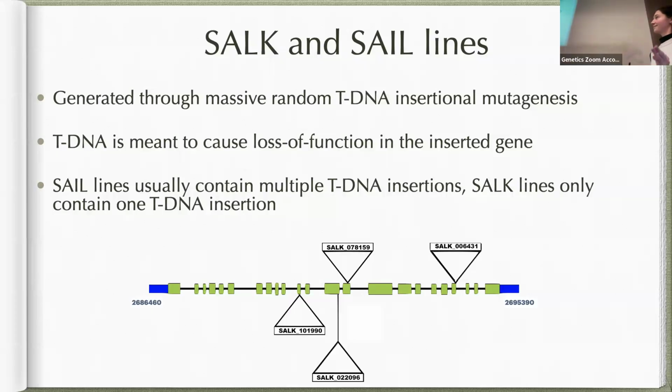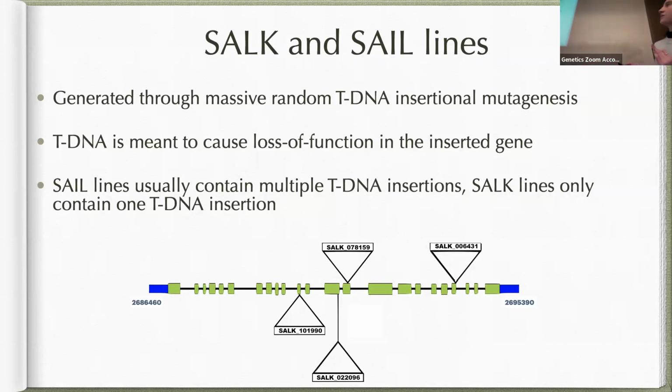Aim or idea 3, strategy 3 for determining the importance of Raptor in plants is to look at SALK and SAIL lines. So SALK and SAIL lines are generated through massive random T-DNA insertional mutagenesis. T-DNA is meant to cause a loss of function in the inserted gene. This is the Raptor gene. As you can see, these are where all the different T-DNAs are inserted. And if you're wondering, this is what they used in those previous papers, these T-DNA lines. There's a bunch of them for Raptor. These are some of the most popular.